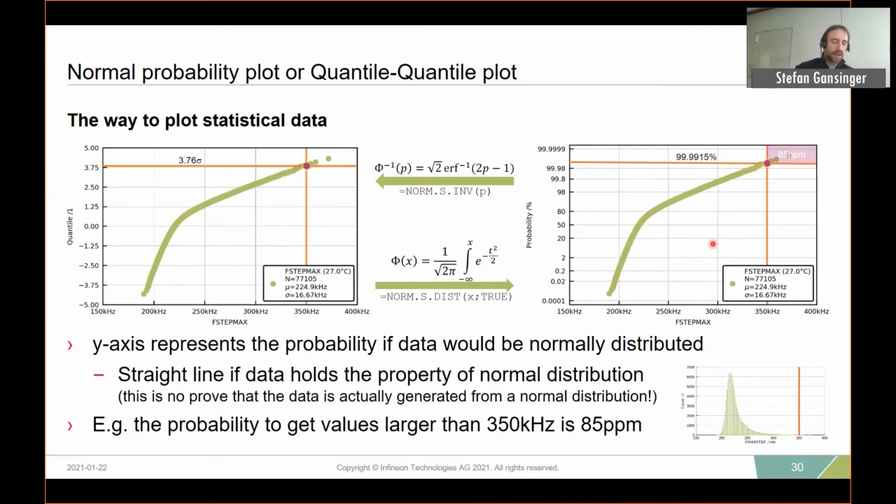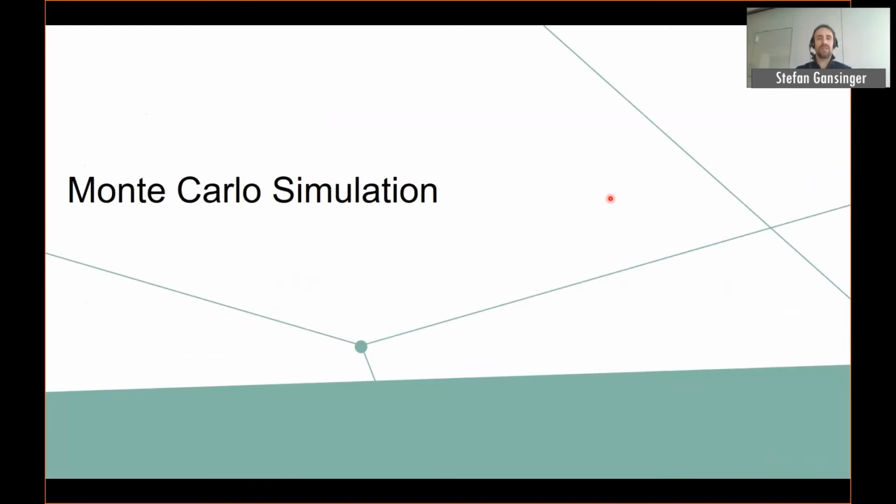Speaking of Spectre, by knowing the graph format, I will now show you some verification methods which allow us to verify the robustness of our design. As said in the beginning, I want to start with the Monte Carlo simulation because this is quite well known. I would say every analog simulator implements this.